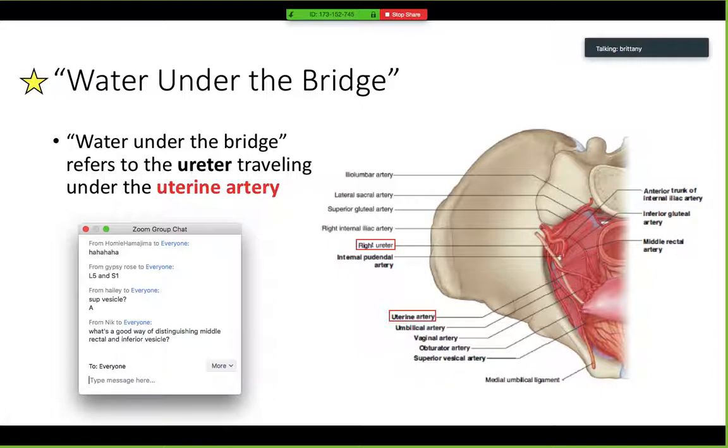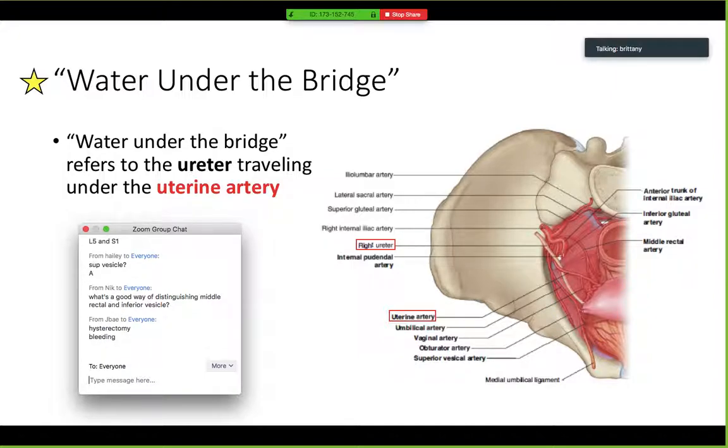Does anyone know why this is so important clinically? And this might help you remember it. So what can happen during a hysterectomy? Why is this relationship important? Right, you can nick the ureter. Which is obviously going to lead to all sorts of kidney-related issues.